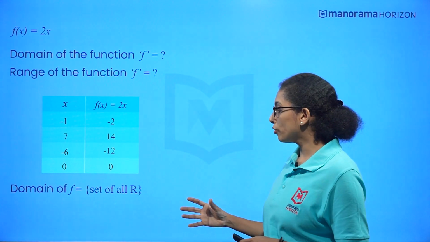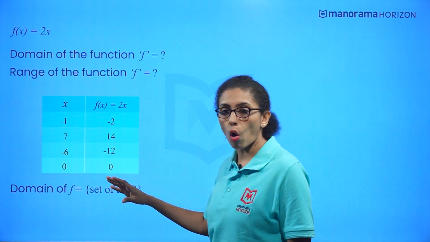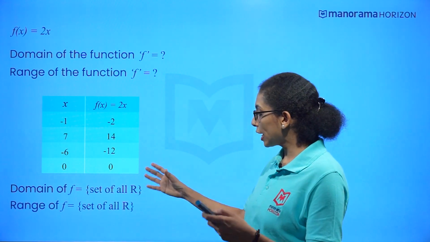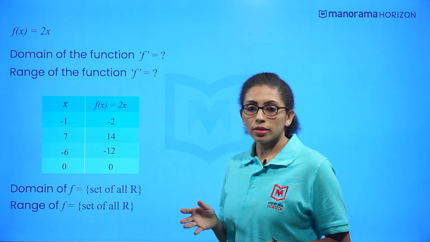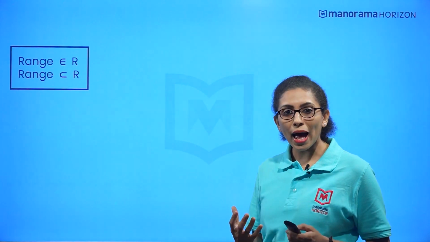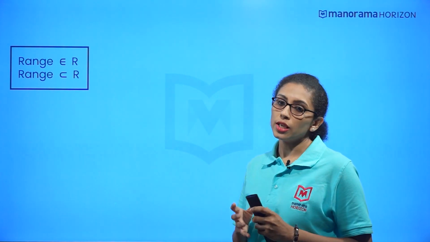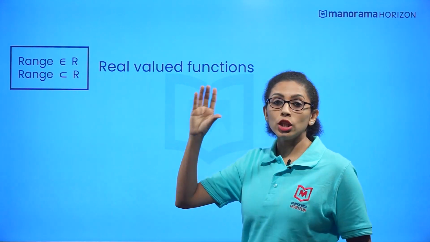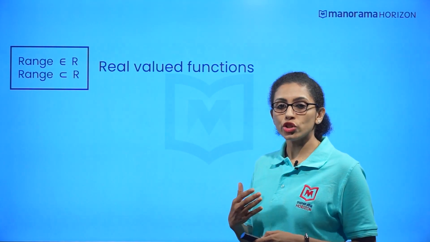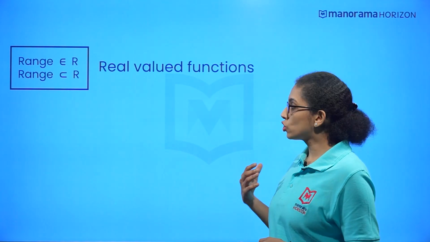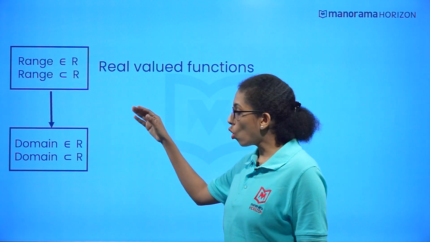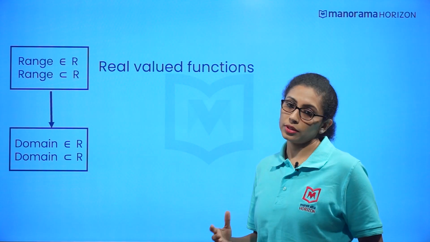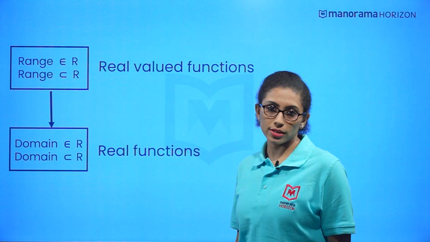So the domain of the function is nothing but the set of all real numbers, and the range of function f is again a set of real numbers. Thus a function which has either real numbers or a subset as its range is called a real valued function. In addition, if its domain is also either R, that is real numbers, or a subset of real numbers, then it is called a real function.